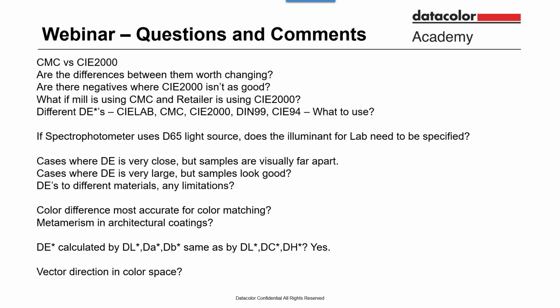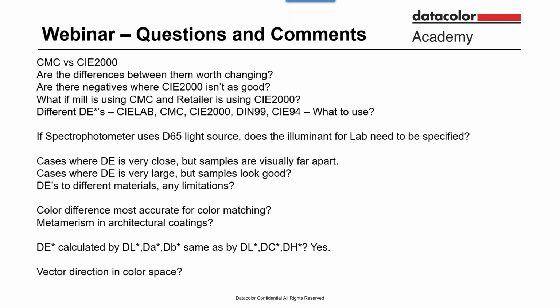The same question was, what if a mill is using CMC and a retailer is using CIE 2000? Well, that's a little tougher. That's not an ideal situation if two people are using a different one, especially with a tolerance. I think in that case you have to decide. For example, if your supplier is using CIE 2000, or the people you're selling your product to, you might want to use that. And there's no real problem. Both CMC and CIE 2000 are based on CIELAB color space as their baseline, so it's not like you're going away from anything. You're still in CIELAB space.